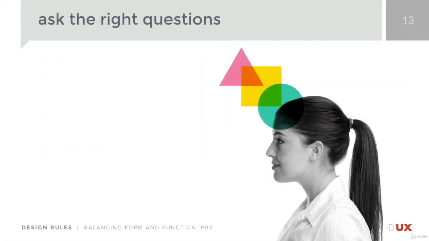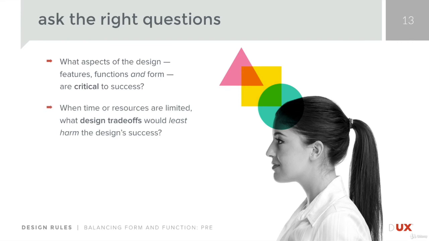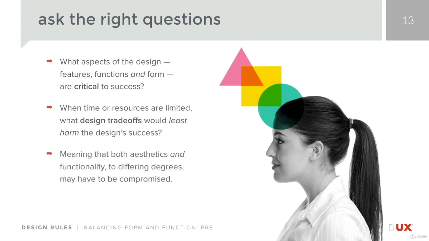So it's a matter of asking the right questions. What aspects of the design, features, functions, and form are critical to success? When time or resources are limited, what design trade-offs would least harm the design successes? You all know that you rarely have enough time or budget or approval in a lot of cases to do the kind of work that you need to do, right? To do design right, or to do it well. Meaning that both aesthetics and functionality, to different degrees, may have to be compromised. There are trade-offs you have to make that you must make.